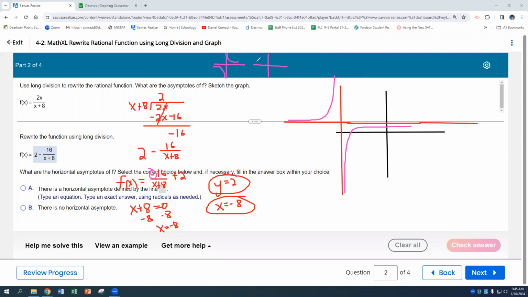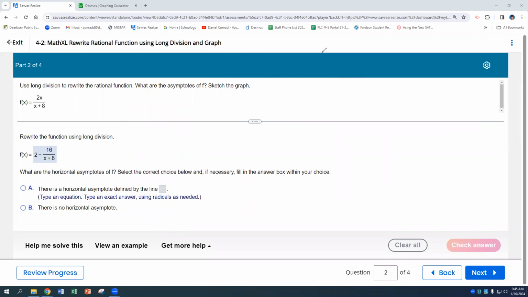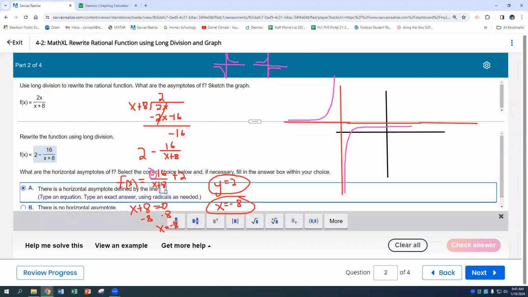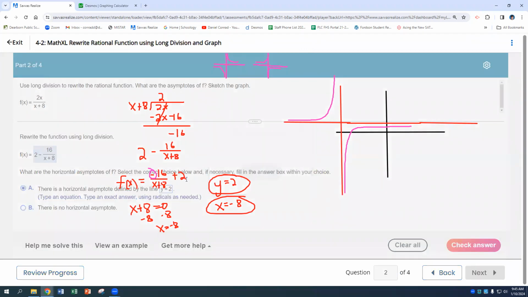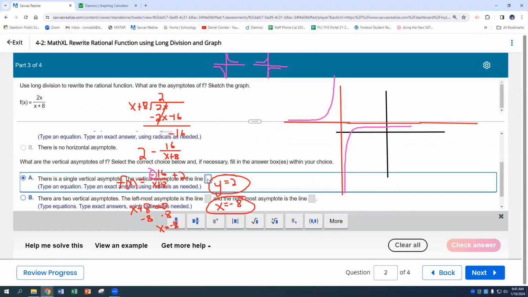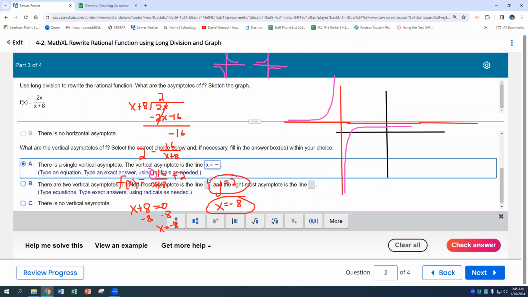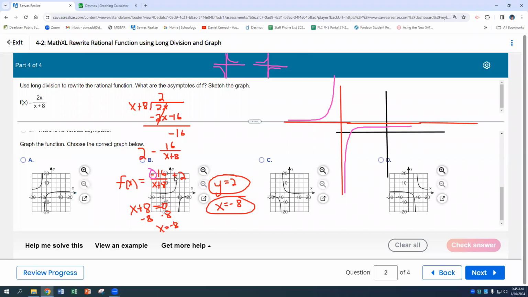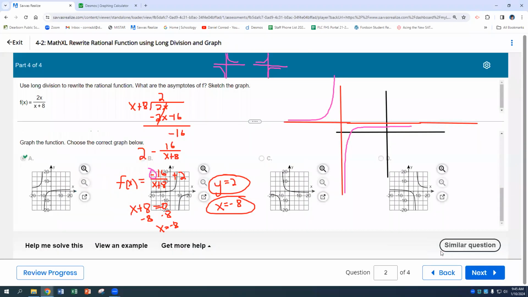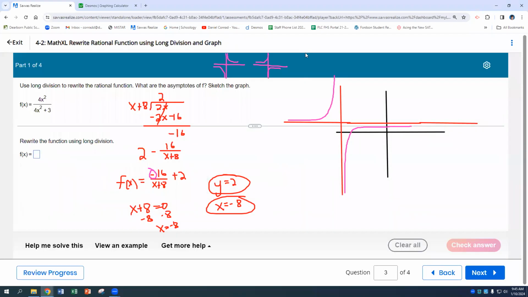If it's negative, reversed. Okay. Oh, so we didn't put our stuff in here. So horizontal asymptote is y equals 2. Vertical asymptote is x equals -8, and there's one of them. Okay, so that looks like this one. Perfect. And we're on to number 3.